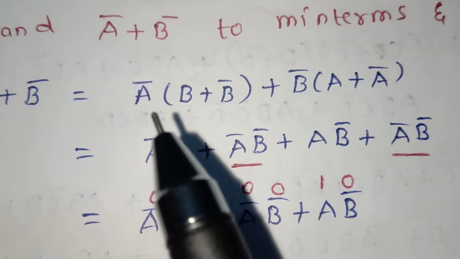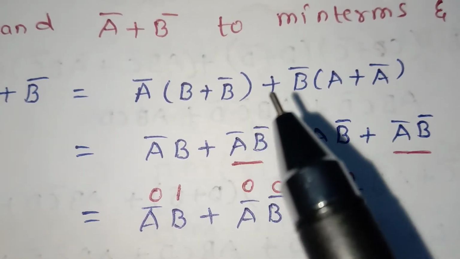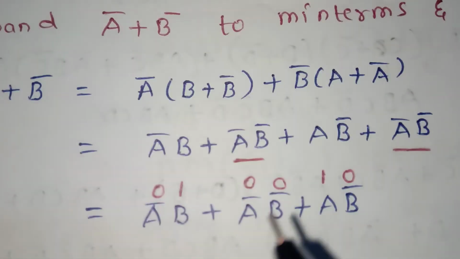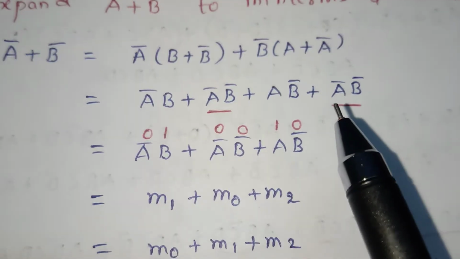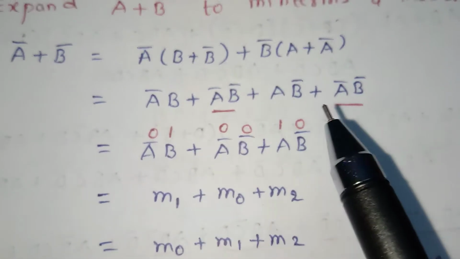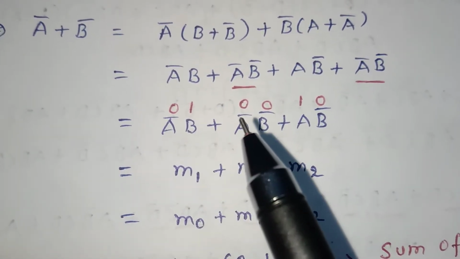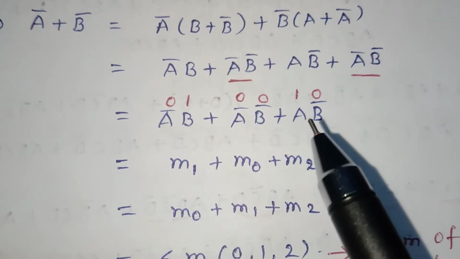Then if you observe, a bar into b plus a bar into b bar plus a into b bar plus a bar into b bar. Now I have taken the common terms outside. Which are the common terms? A bar, b bar are the common terms. If you take these two as a common term, then a bar into b plus a bar b bar plus a b bar.